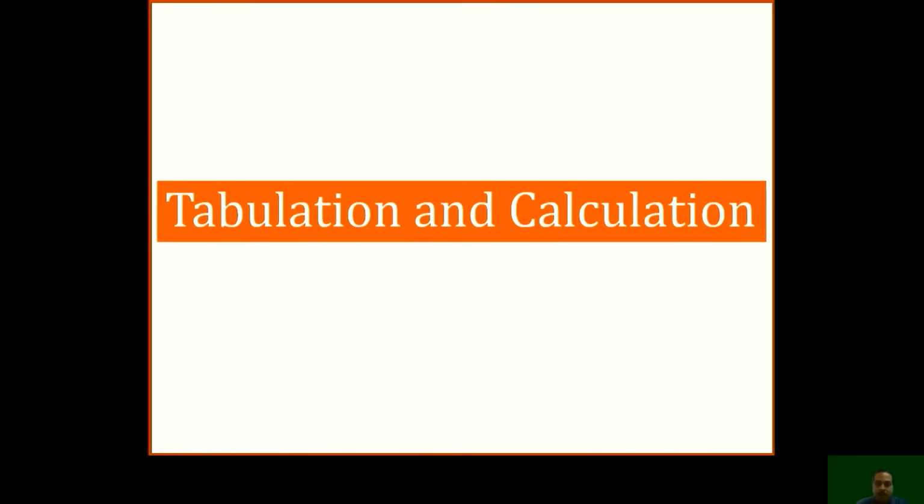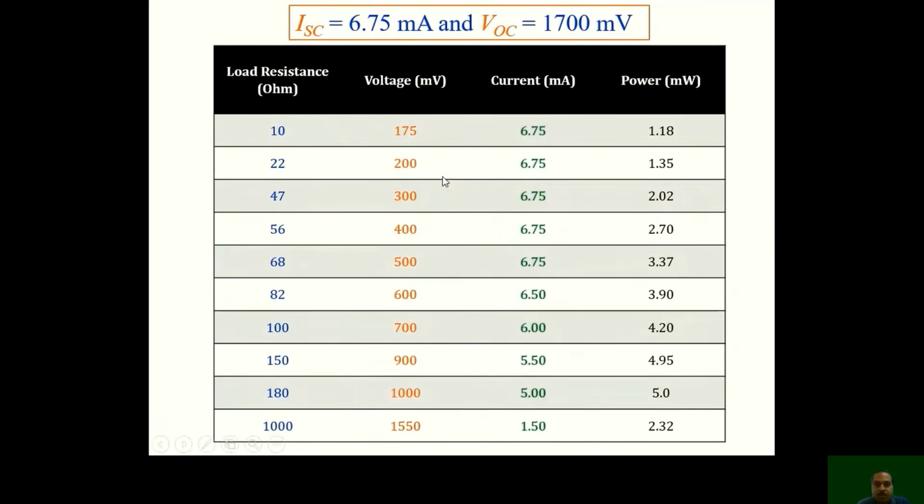Okay, so now we have recorded the readings. So let us come to the tabulation part and the calculation part to find out the efficiency and the fill factor of the solar cell. So this is the pre-recorded table for the voltage and current values at different load resistances, and we can see that the short circuit current that we got is 6.75 milliampere, and the open circuit voltage is 1.7 volt, and the power we can obtain by multiplying the voltage with the current.